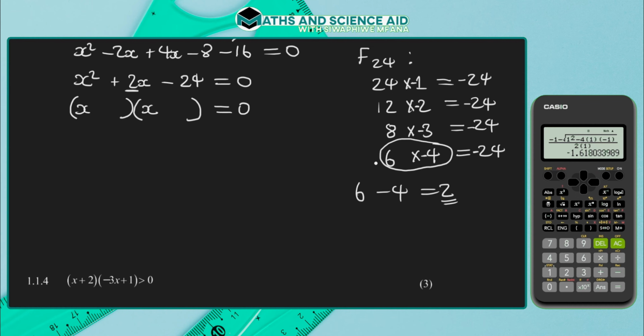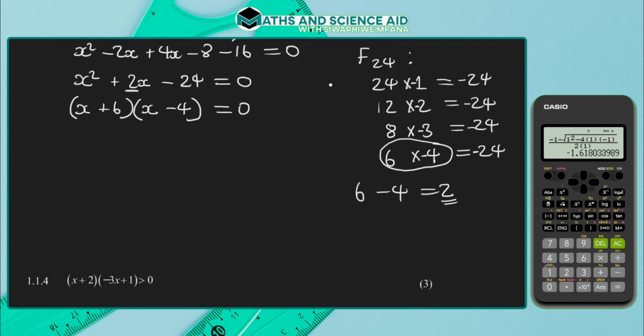So in one of the brackets, we must have positive 6, while we have -4 in the other bracket. So this is our factorized quadratic equation. And if you are not convinced, you can actually check if this is correct by expanding it and see if you are able to get back the equation that we were factorizing.